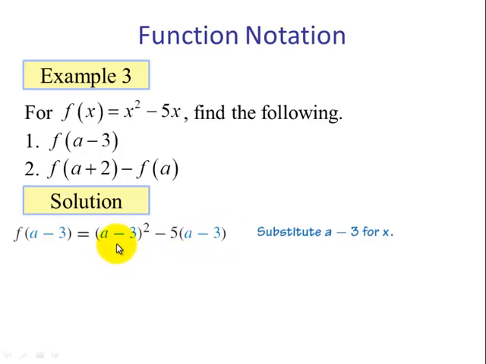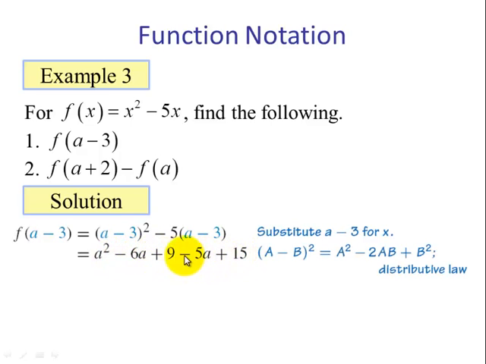Our next step is following the order of operations. We have to square first, so we have to take a minus 3 squared. If you recall, we square the first, we double the product, and we square the last. So this will be a squared minus 6a plus 9. Then we would distribute the negative 5 to the a and the negative 5 to the negative 3.